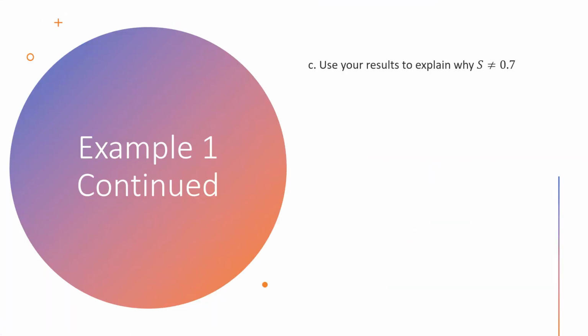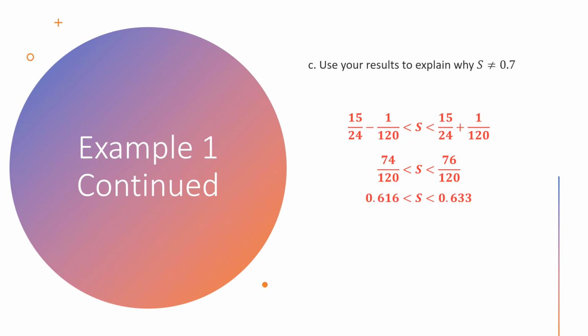All right, part C says use your results to show why S cannot equal 0.7. The approximated value that we found was 15 over 24, and the error that we found was 1 over 120. If I subtract 1 over 120 from 15 over 24 and add 1 over 120 to 15 over 24, I can figure out a true bound for S, what S actually has to be between. When I do that, I get 74 over 120 is less than S is less than 76 over 120.